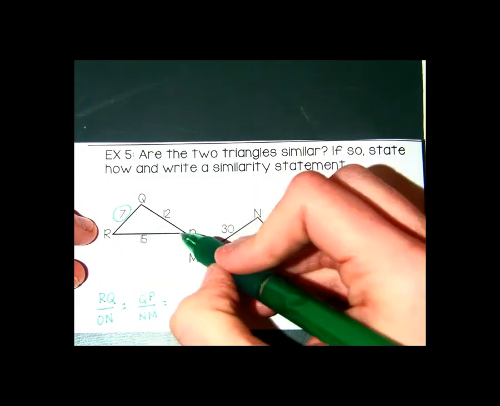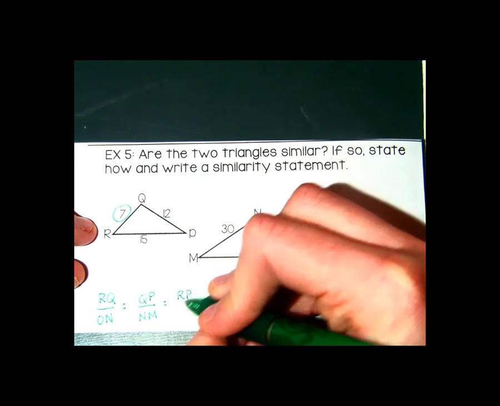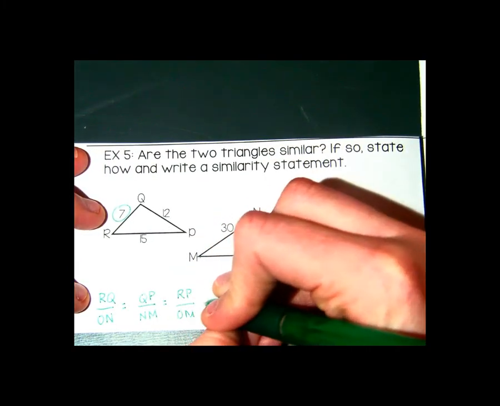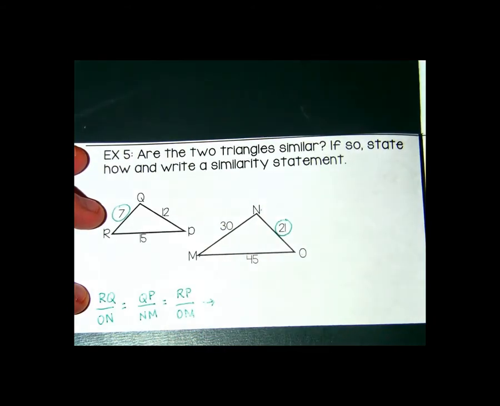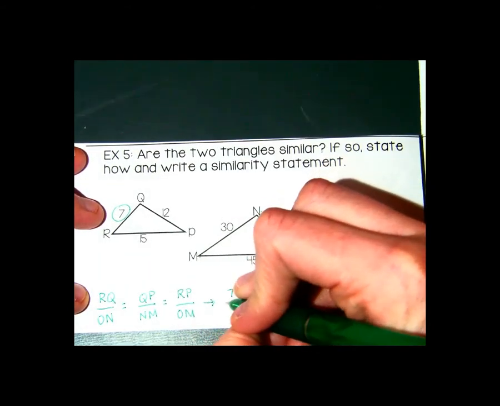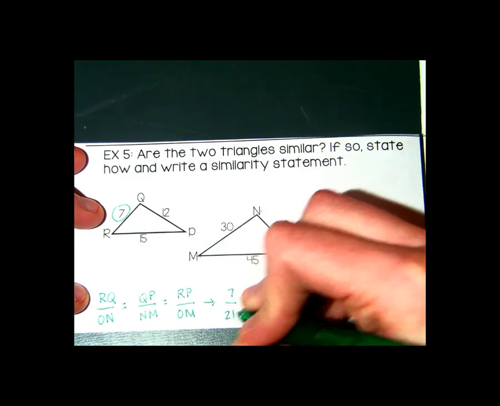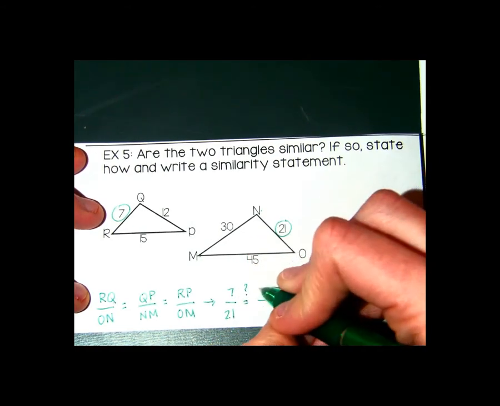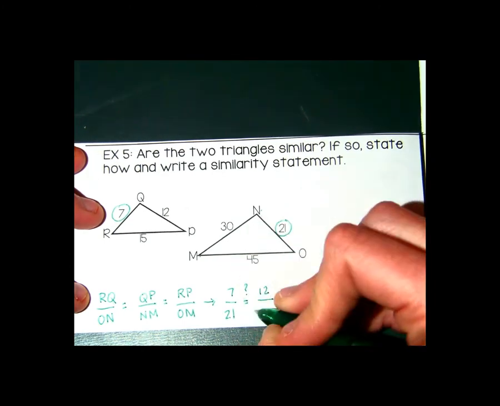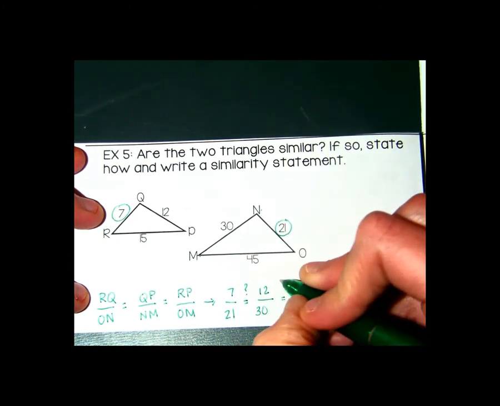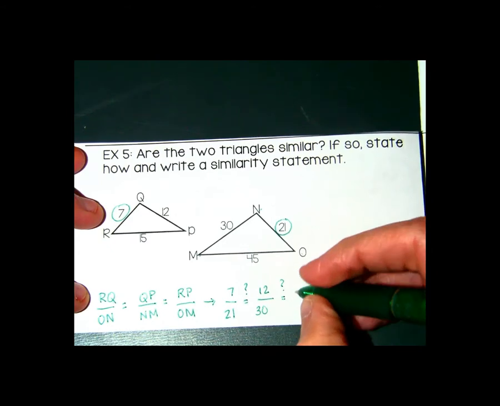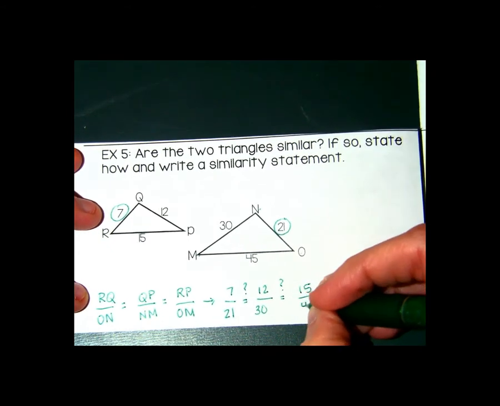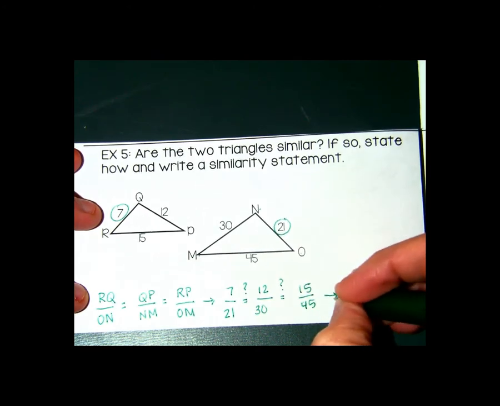Alright, then let's go RP. And R went with O, so OM. Okay, now we're going to plug them in, see if that really works out. RQ is 7 over 21. We need to know, are these equal? QP is 12. NM is 30. Are they equal? They should all be the same thing, but we got to see. 15 over 45. We've got to check every single one of them.